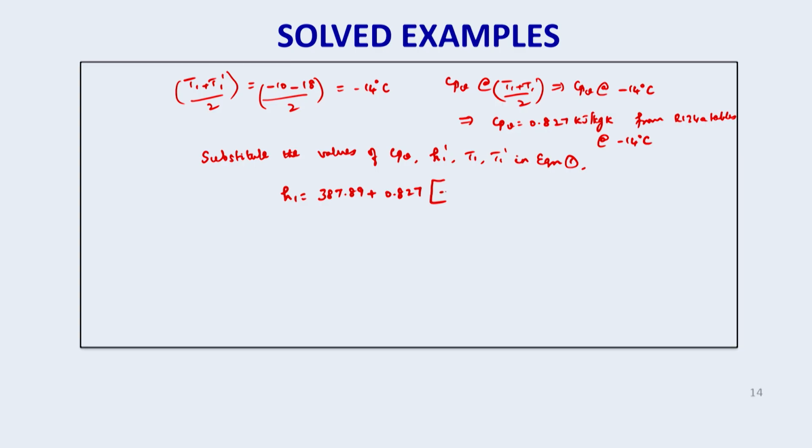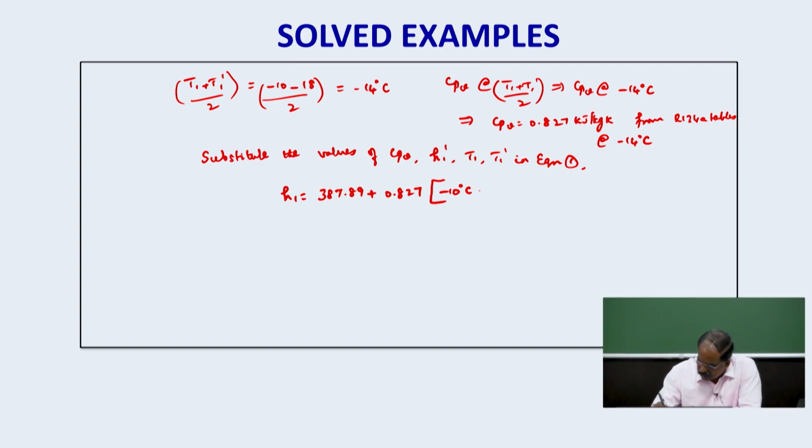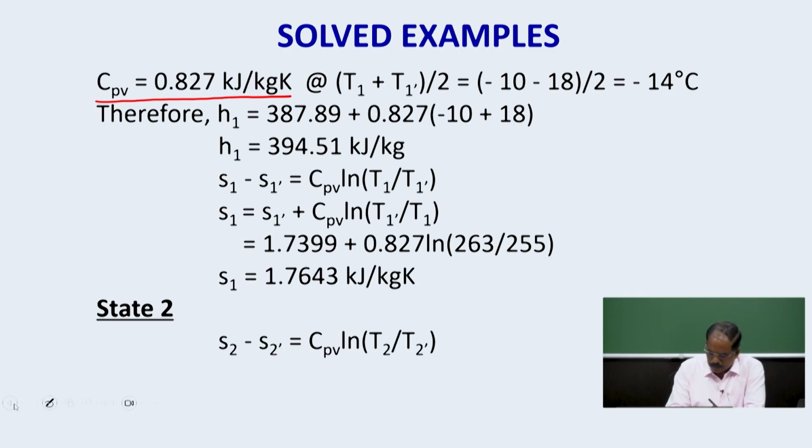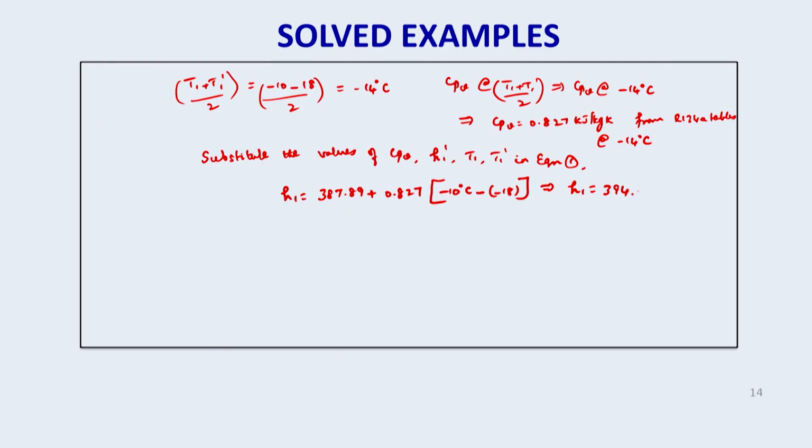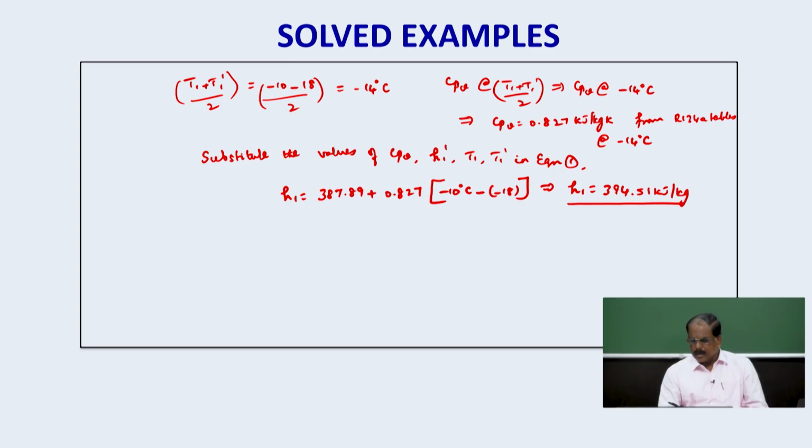T1 is minus 10. The refrigerant is superheated to a temperature of minus 10. Minus of, this is T1 minus T1 dash, so minus of minus 18 will become plus 18. If you calculate, H1 will come to around 394 kilojoule per kg, 394.51. So H1 is 394.51 kilojoule per kg. So we have found the enthalpy at state point 1.